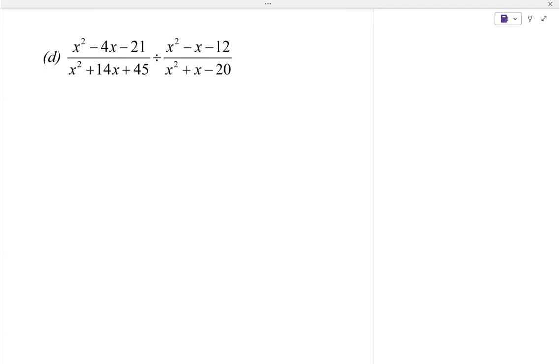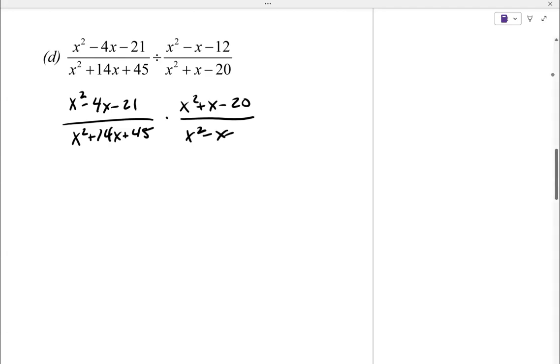Ready to chat? Well, let's go ahead and chat. Since this is a division problem, what do you have to do first? Yeah, you got to flip the second one, right? That's the first thing you have to do. I would do that even before you start factoring. Let's get that flipped. Just so you don't forget to do it, right? It's easy to forget, so do it first.